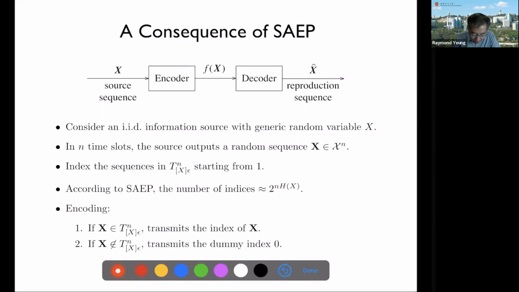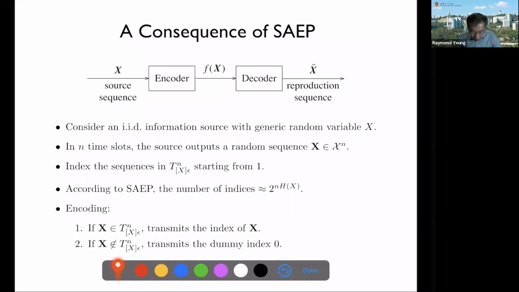For this source sequence, we assume that it is an IID information source with generic random variable X. In n times, the source outputs a random sequence of length n. Now we index the sequences in the typical set starting from 1. So the indices are 1, 2, 3, 4, and so on. According to the strong AEP, the number of indices we need to index all the sequences in the typical set is approximately 2 to the power n times the entropy of the generic random variable. This is how we do the encoding. If the source sequence happens to be typical, then we transmit the index of this sequence in the typical set.